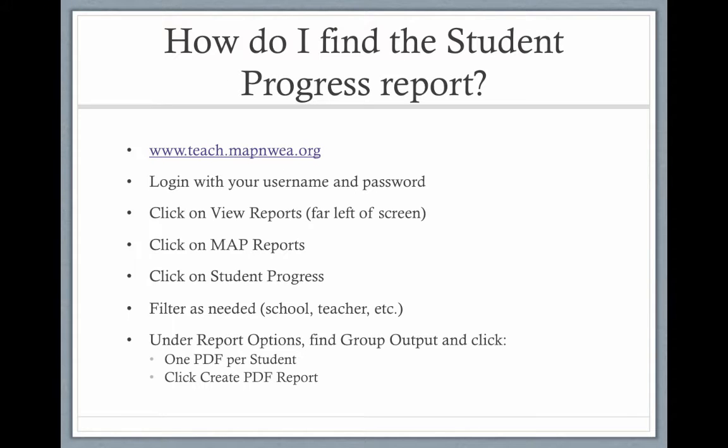How do I find the Student Progress Report? You log on to the MAP NWEA website. Log in with your username and password. Click on View Reports, then MAP Reports, and select the Student Progress Report. You'll filter as needed, whether you choose to print by full school or by individual teacher, etc. And under the Report Options section, you'll find Group Output and click One Progress Report per student. You'll then create the PDF report.